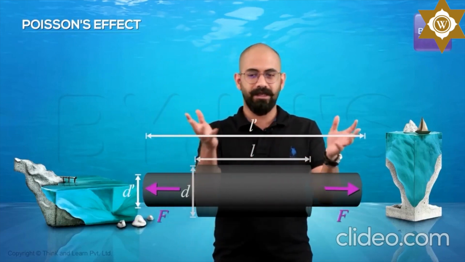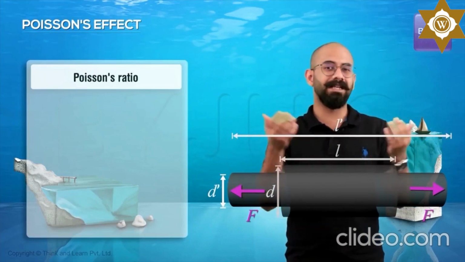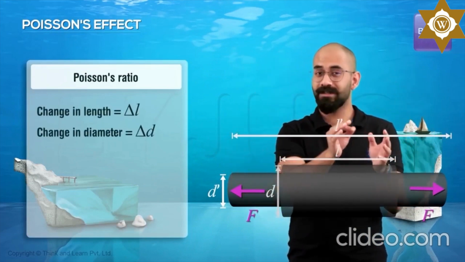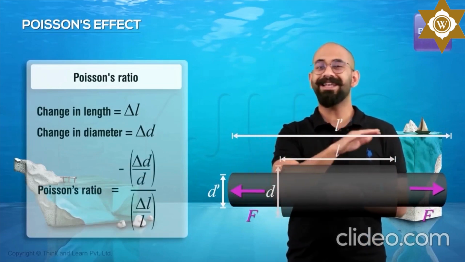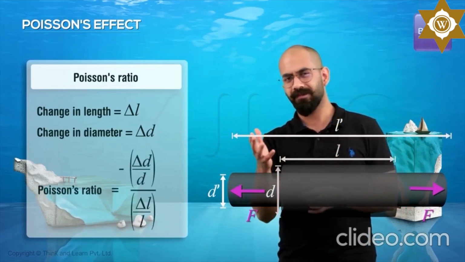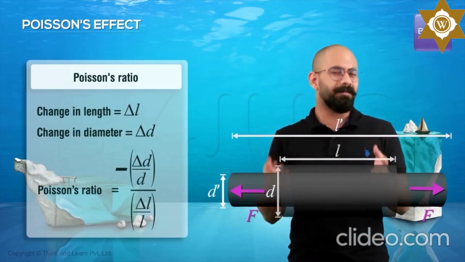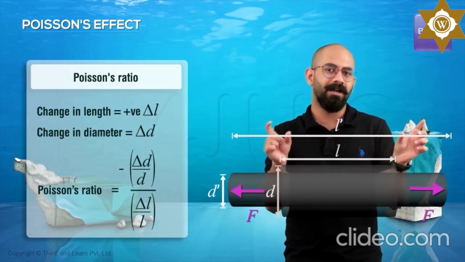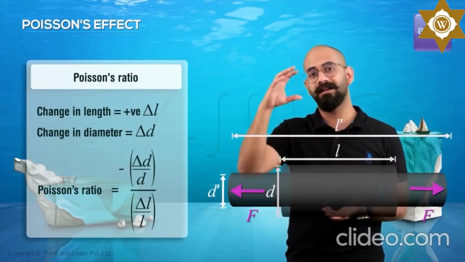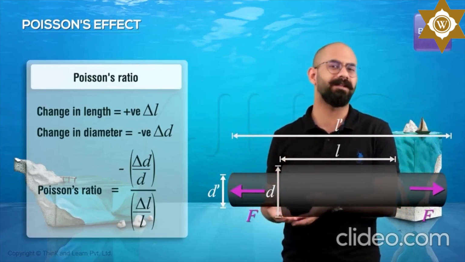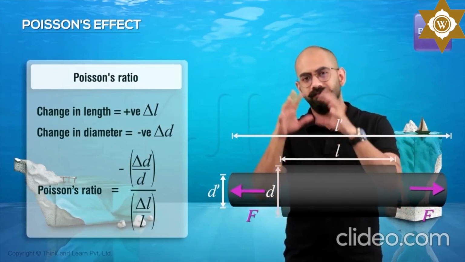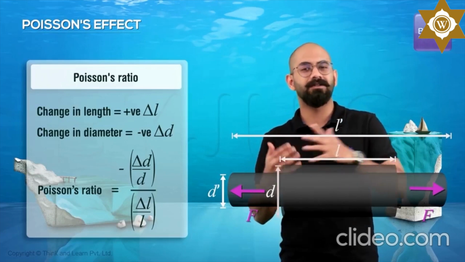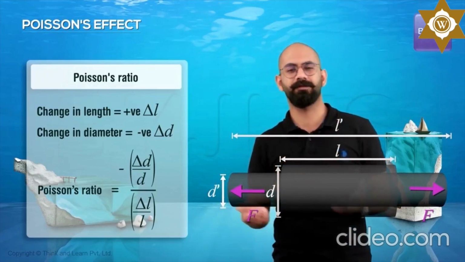So basically, let's say the length increases by delta L and the diameter reduces by delta D. Poisson's ratio equals minus delta D by D divided by delta L by L. Now, why the minus? It's pretty simple. When you're pulling it, delta L is positive, and the diameter will only reduce, so delta D will be negative. To make the whole ratio positive, you add a negative sign, so the Poisson's ratio is always positive.